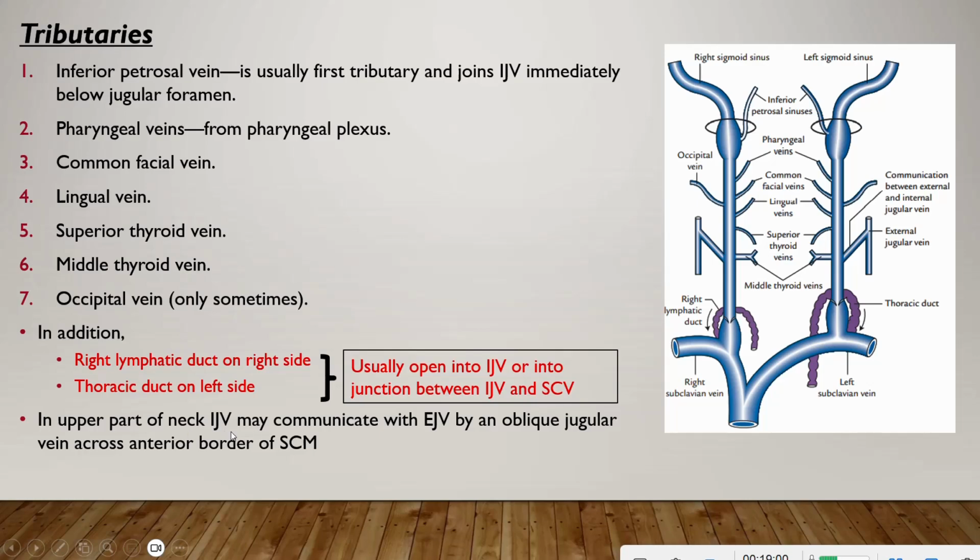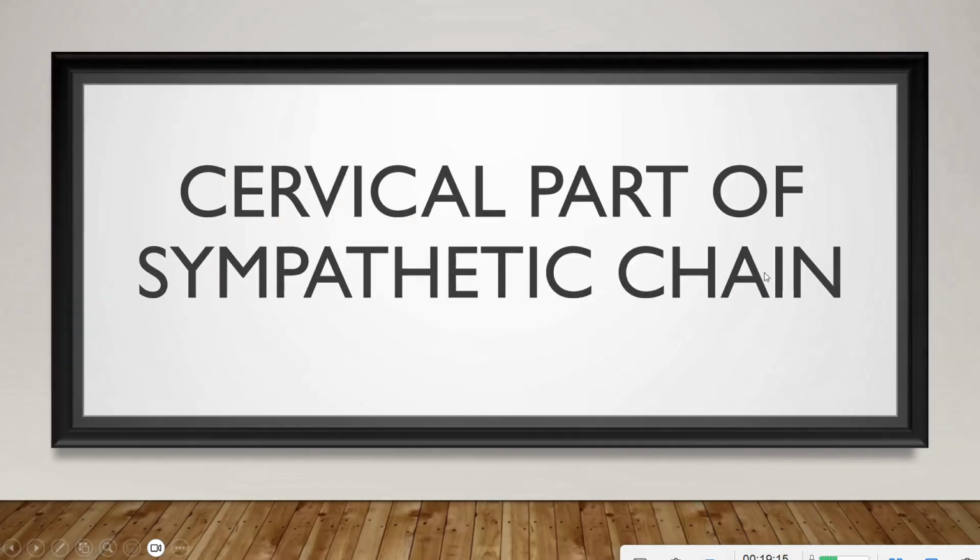In the upper part of the neck, the internal jugular vein may communicate with the external jugular vein by an oblique jugular vein across the anterior border of the sternocleidomastoid. Okay, so all these are the different veins.